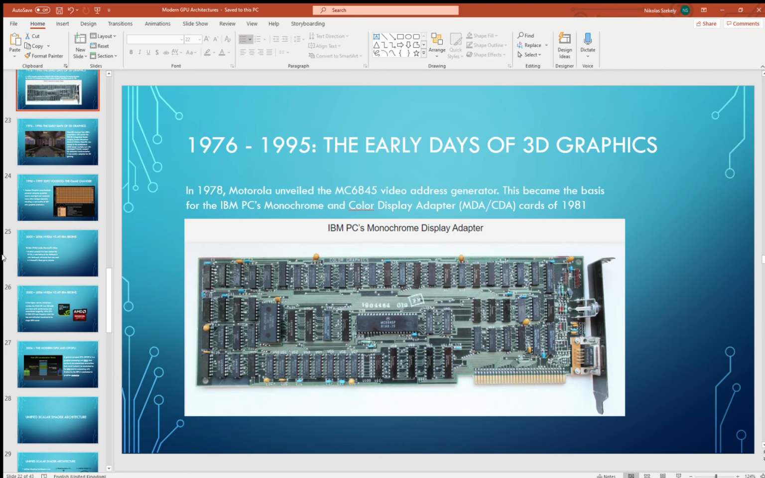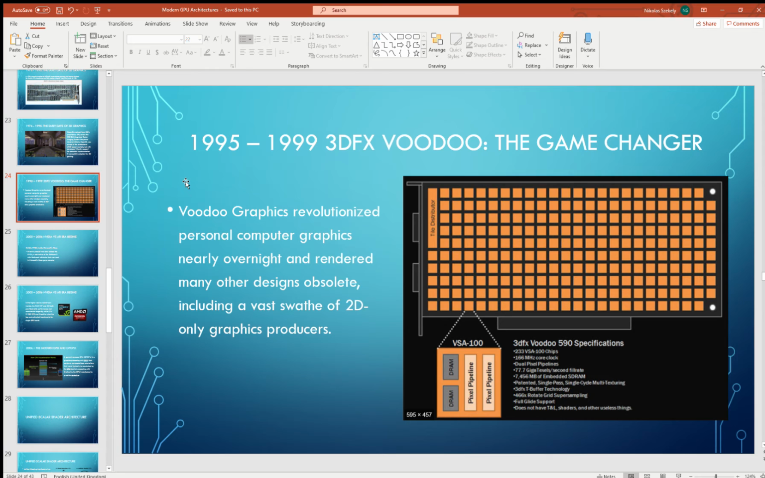NVIDIA launched their first graphics chip, the NV1, in May 1995, and it became the first commercial graphics processor capable of 3D rendering, video acceleration, and integrated GUI acceleration. Between 1995 and 1999, it was mainly about 3dfx's Voodoo graphics cards. The Voodoo graphics revolutionized computer graphics nearly overnight and rendered many other designs obsolete, including a vast swathe of 2D-only graphics producers.